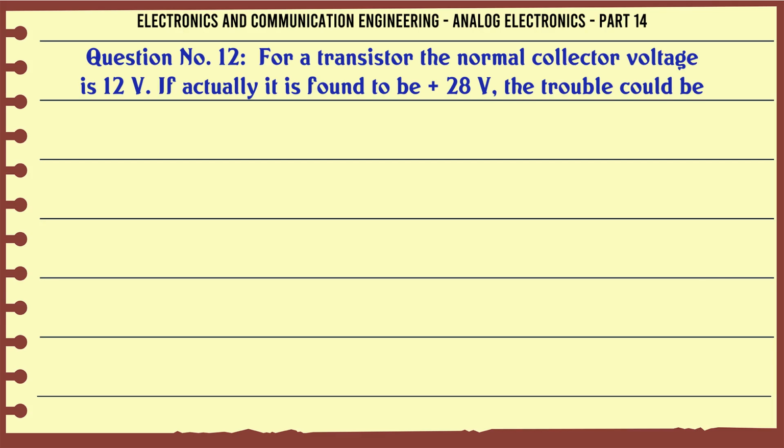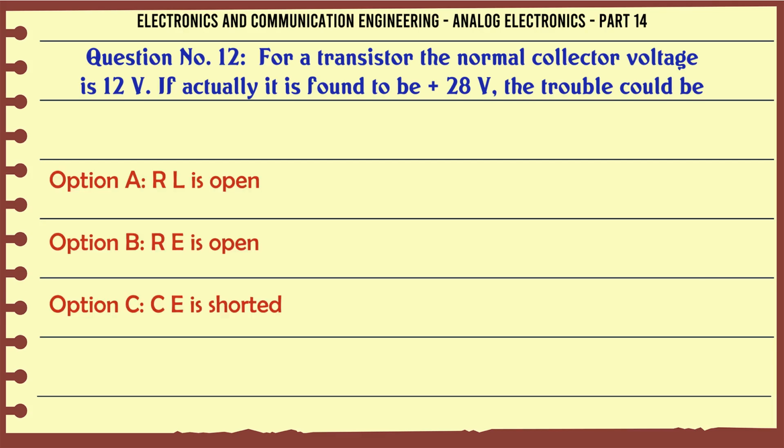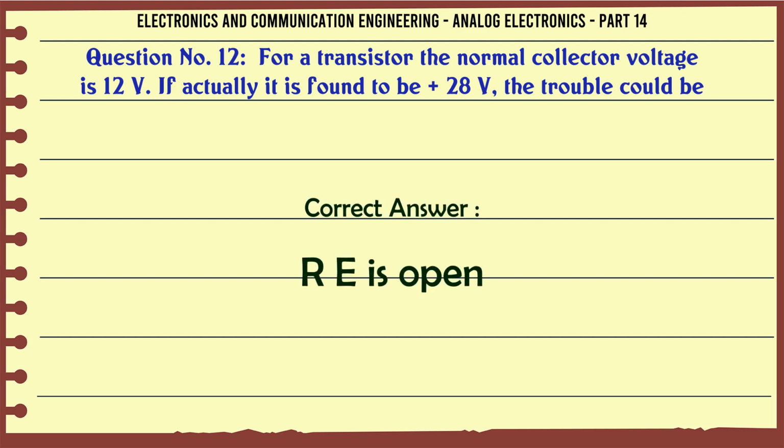For a transistor, the normal collector voltage is 12 V. If actually it is found to be 28 V, the trouble could be A, RL is open; B, RE is open; C, CE is shorted; D, CE is open. The correct answer is RE is open.